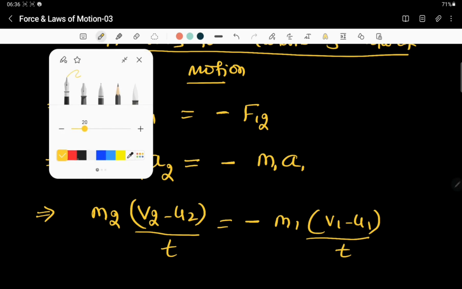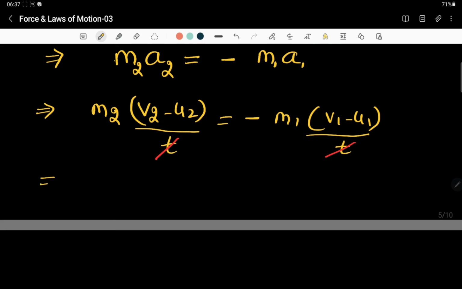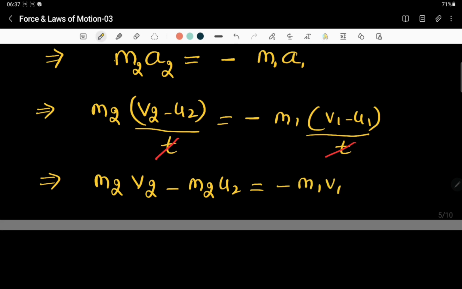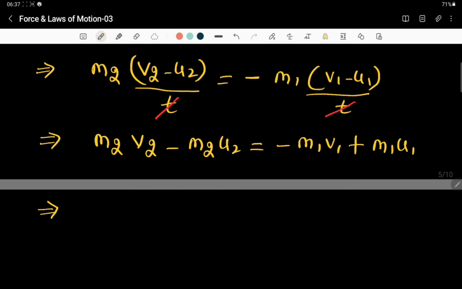All right, so now this t and t cancel with each other. Now you can multiply the things, so that becomes m2 into v2 minus m2 into u2, and that is equal to minus m1 v1. Then minus m1 into minus u1, minus into minus is plus, so it becomes m1 u1. Let us make all initial velocities on one side and final velocities on the other side. So m2 v2, and let us bring this minus m1 v1 to this side.